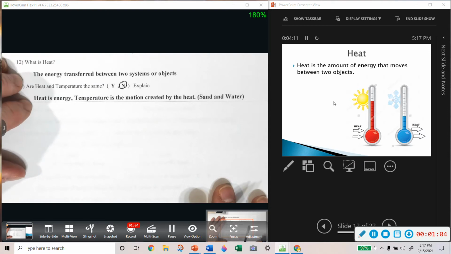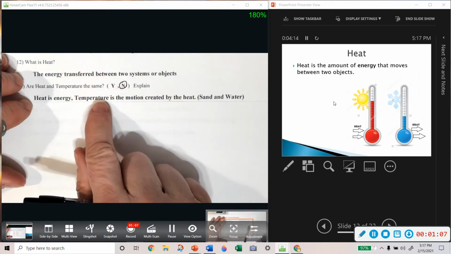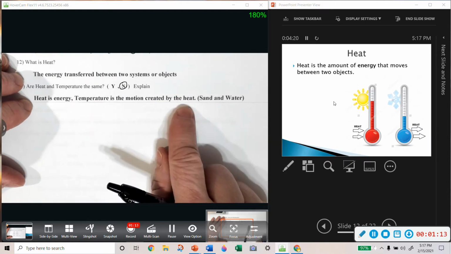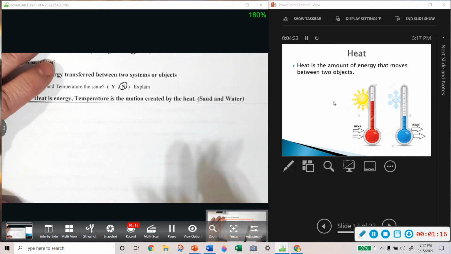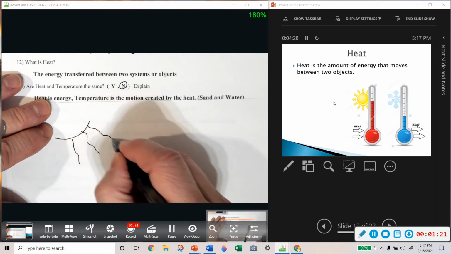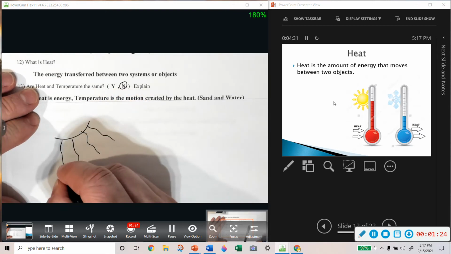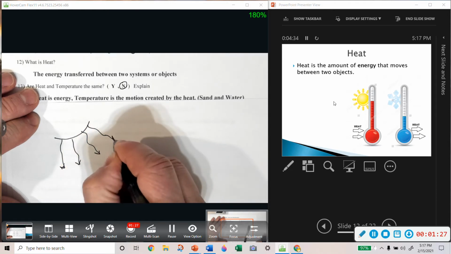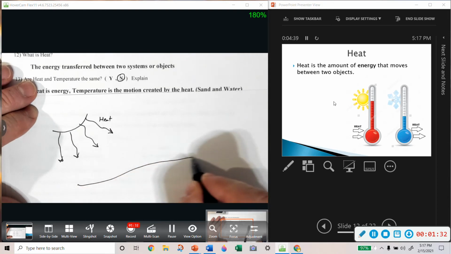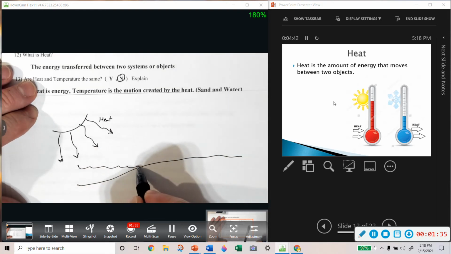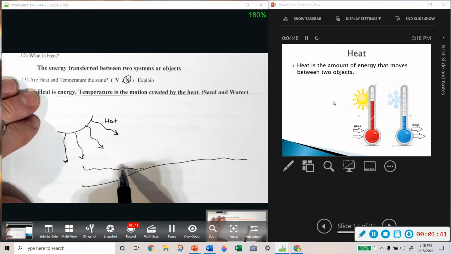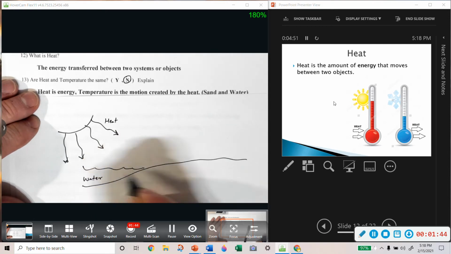Heat is energy that's moving between two systems. Temperature is the motion created by that heat, and it doesn't always create the same temperature. So let me give an example between sand and water, okay? Here we have the sun, and the sun is giving off heat waves, okay? So this is the heat. And we know it's present because you've felt it before. But let's just say here I have this beach here, and over here is the water. Okay? So heat is what's being transferred both to the water and to the sand.